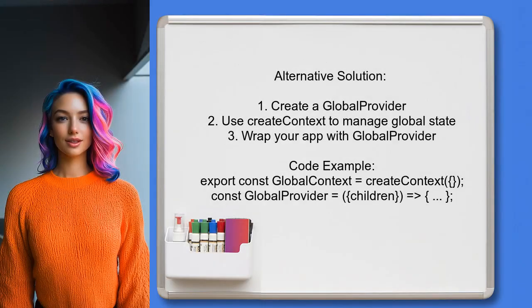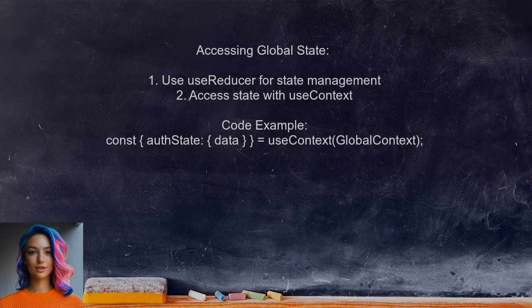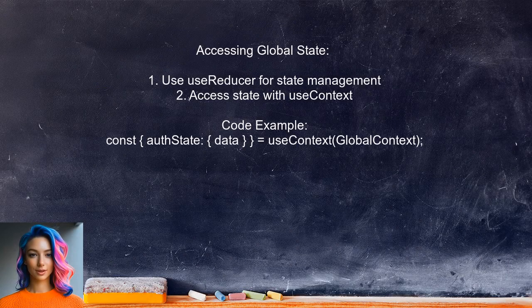One alternative solution for managing global state in React Native is to use a global provider. This approach allows you to provide global data to all components without the complexity of Redux. You create a context and a provider that wraps your application. Inside the global provider, you can use the useReducer hook to manage your authentication state. This allows you to change the state easily. To access the global state in any component, simply use the useContext hook.